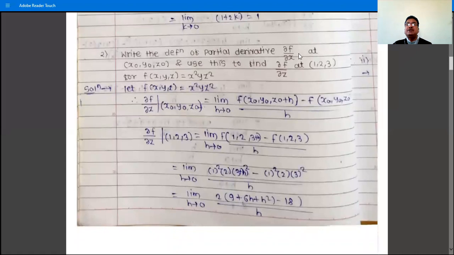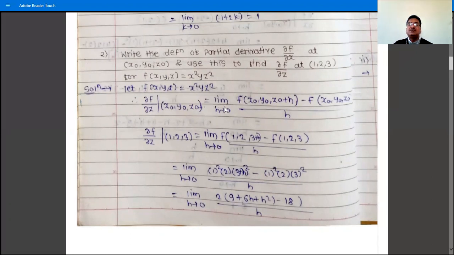Write the definition of partial derivative ∂f/∂x at (x₀, y₀, z₀), and use that to find the value of ∂f/∂z at (1, 2, 3). So this is the function. So what is the definition of partial derivative? First write the definition. Here ∂f/∂z at (x₀, y₀, z₀) is limit h tends to 0, f(x₀, y₀, z₀ + h) minus f(x₀, y₀, z₀) divided by h.